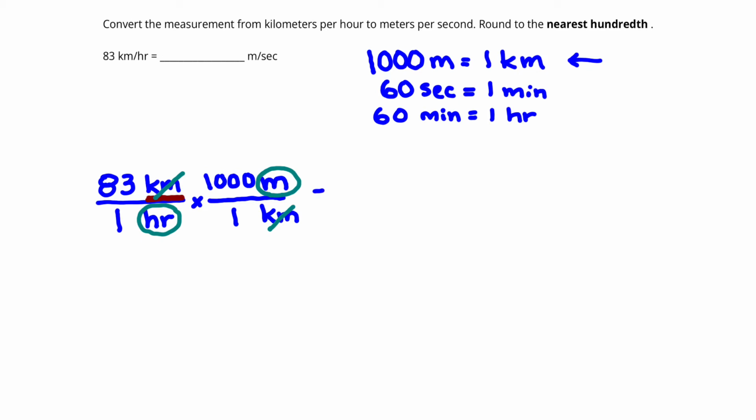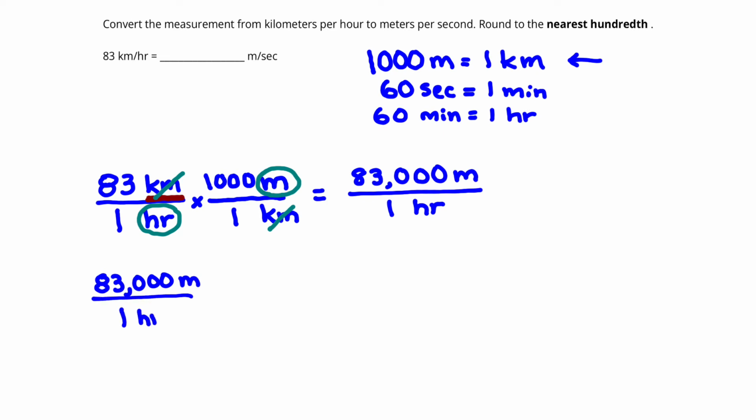So let's multiply straight across, and that's going to give us 83 times 1,000, or if we like, 83,000. The units on top are meters. And on the bottom, I have 1 times 1, or 1 hour. Thus, with one simple step, we were able to convert kilometers into meters. 83 kilometers per hour is equivalent to 83,000 meters per hour. Now we want to convert our time. So let me write that down: 83,000 meters per hour.